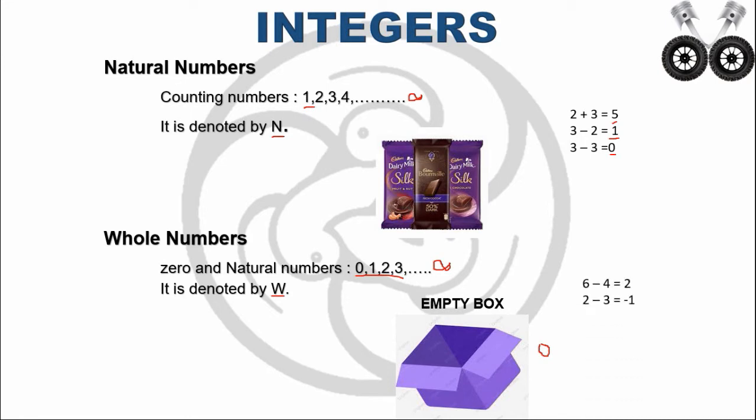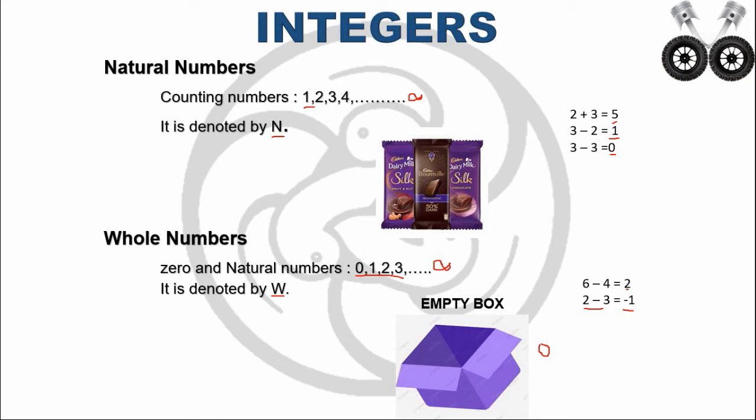For example, if you want to subtract two whole numbers, 6 minus 4, the answer is 2. So 6 and 4 are whole numbers, and 2 is also a whole number. If I want to subtract a bigger number from a smaller number, that is 2 minus 3, I get a negative number, that is minus 1. Here minus 1 is not a whole number. The whole numbers start from 0.